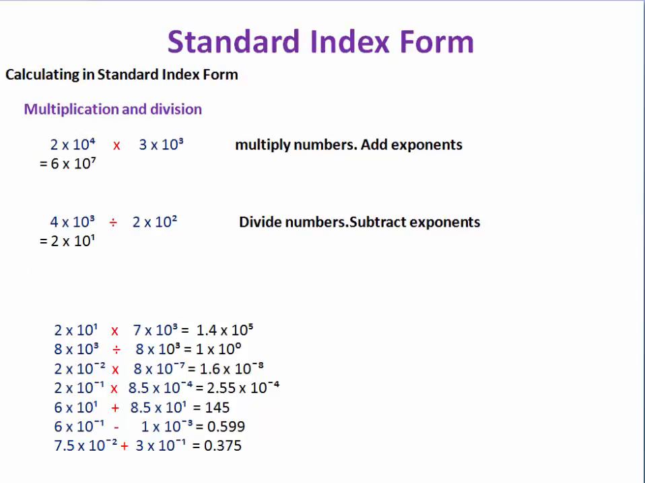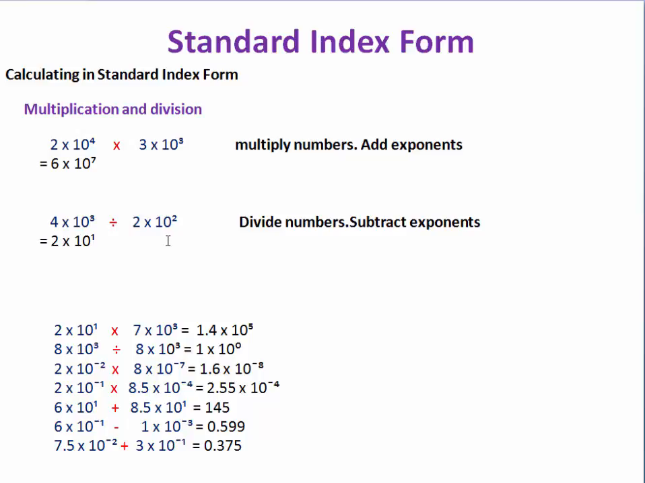Multiplying and dividing. This is easier than the addition, but nonetheless you have to remember what to do. So 2 times 10 to the power of 4 multiplied by 3 times 10 to the power of 3. Multiply the two numbers, so that's 2 times 3 is 6. Then when we multiply the exponents, we have to add these powers. So 4 plus 3 is 7. Okay? So remember our rules of indices. When we multiply, we add the powers. So this becomes 2 times 3 is 6. 10 to the power of 4 times 10 to the power of 3 becomes 10 to the power 7.